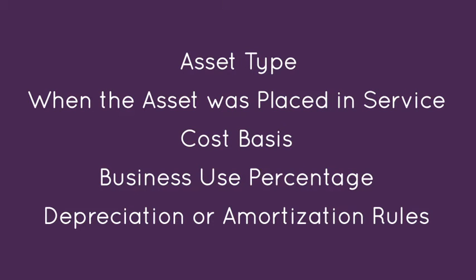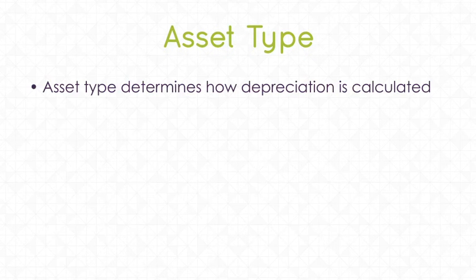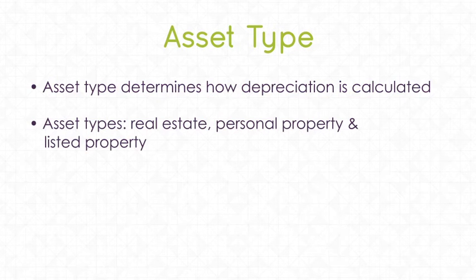Different methods of depreciation are used based on the different types of assets. Whether we're talking about real estate, commercial, or residential, have different rules. Personal property, such as office furniture and equipment, or listed property, which is assets used for entertainment like cell phones or computers. Note that land is never depreciable.